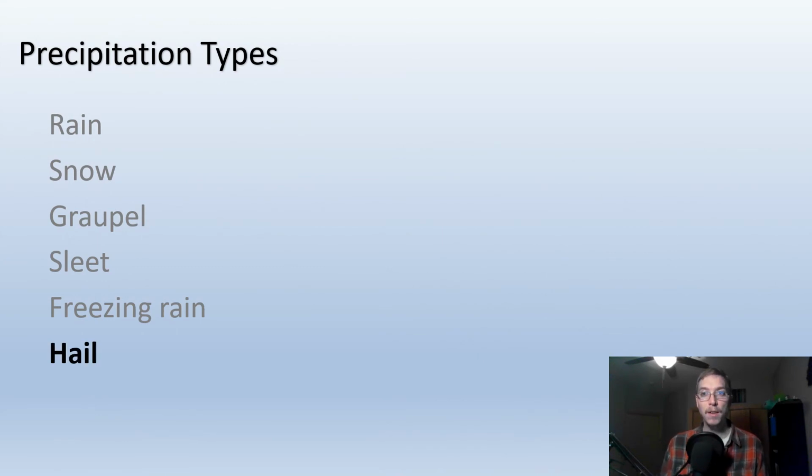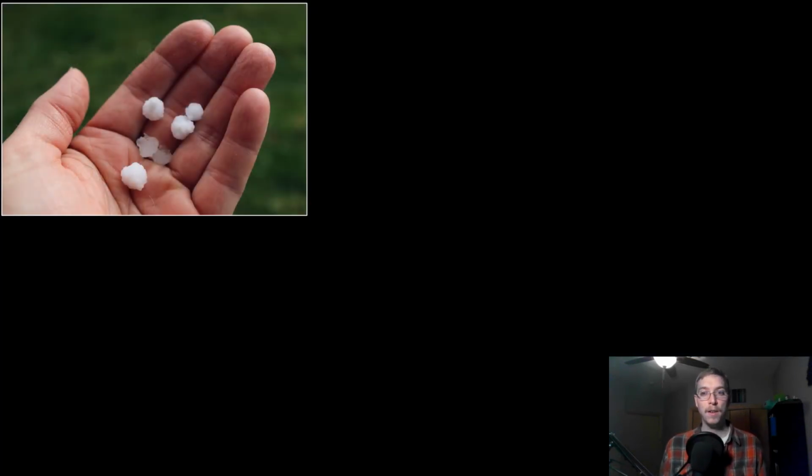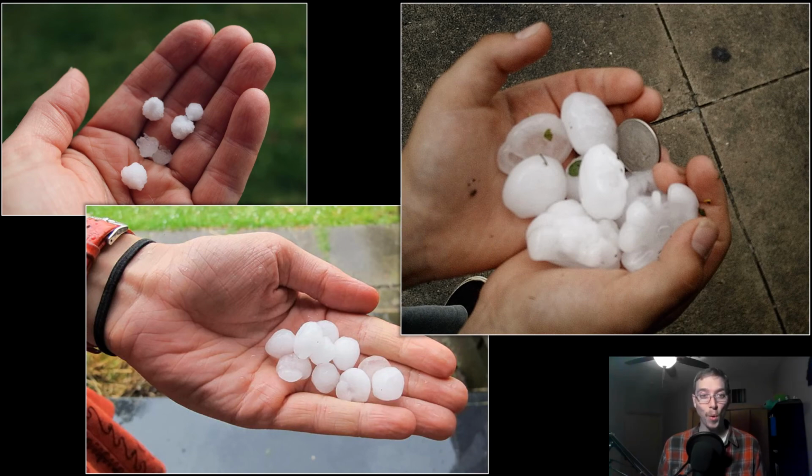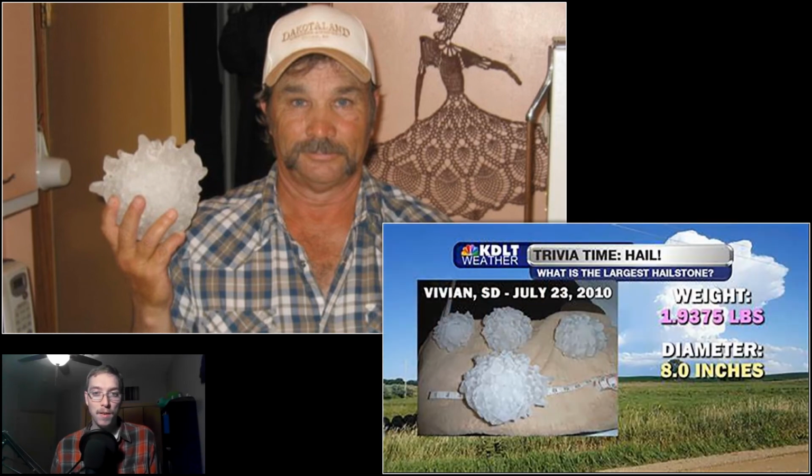Next, hail. You can see examples of hail here and here and here, quarter sized in this example. This fine gentleman wearing a Dakota Land hat, nice hat, is holding quite a large piece of hail. Here, these are from South Dakota in 2010, weighed nearly 2 pounds and 8 inches in diameter.